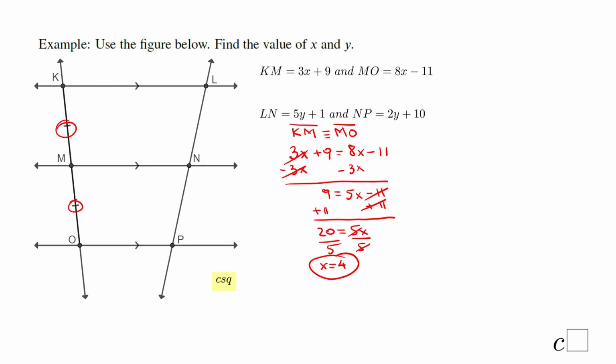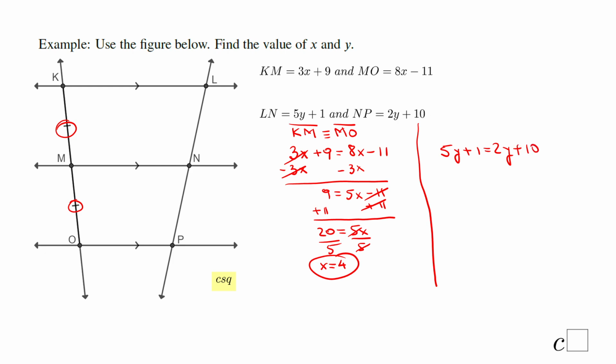And now we need to find y. And of course, you may say, oh, the equation is very similar for finding y. I'm going to write 5y plus 1 equals 2y plus 10. That is correct. Well, let's justify this equation.